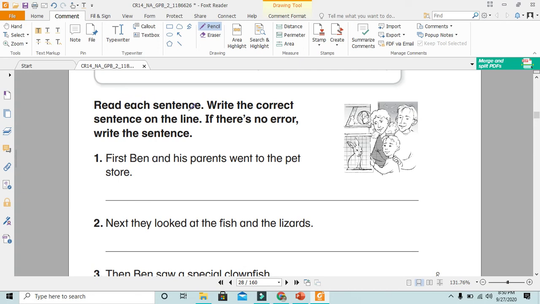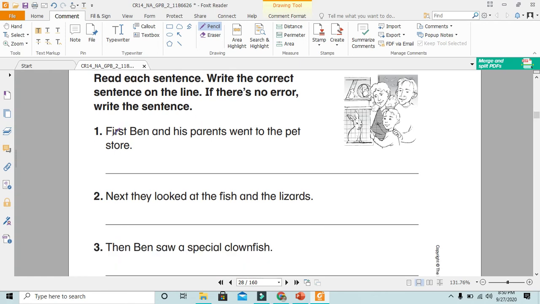Read each sentence, write the correct sentence on the line. If there is no error, write the sentence. Let's see what mistakes we have. Do we have mistakes or no? Number 1. First, Ben and his parents went to the pet store. Okay, good. Look at first. What should we put after first here? A comma. So draw a comma here.